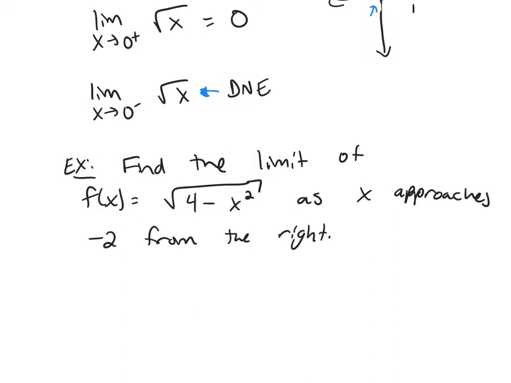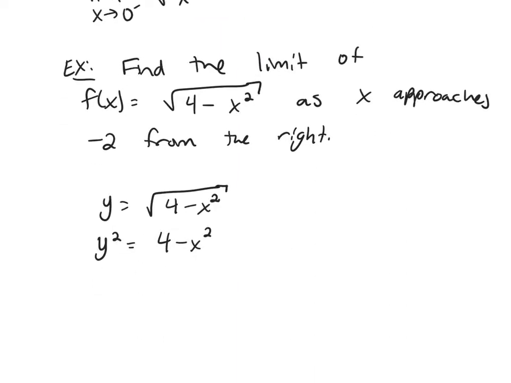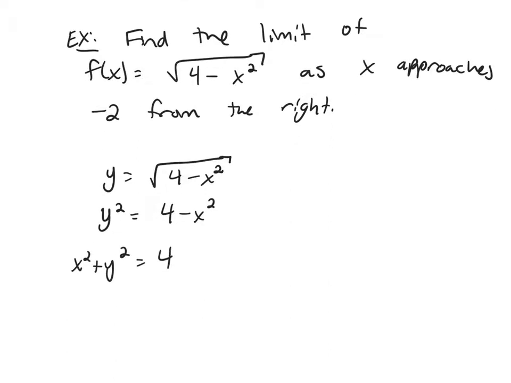So the first thing we're going to do is graph this function. And you may or may not recognize this graph. So let's start by saying y equals the square root of 4 minus x squared. I'm going to rewrite this equation so it's something more familiar. We're going to square both sides, and if I add x squared to the other side, this should be familiar. This is the equation of a circle of radius 2 that's centered at the origin.